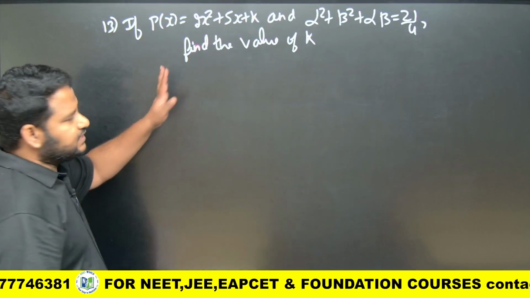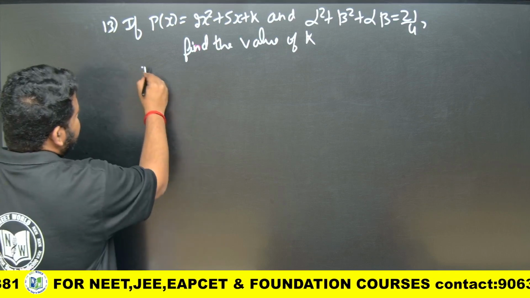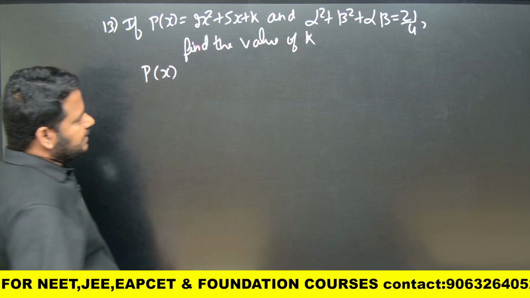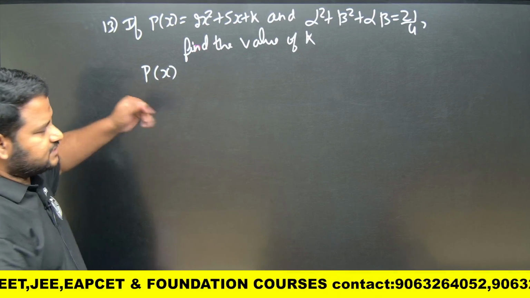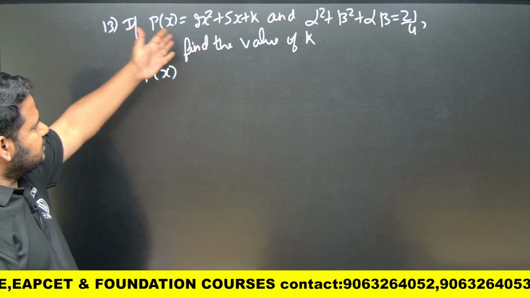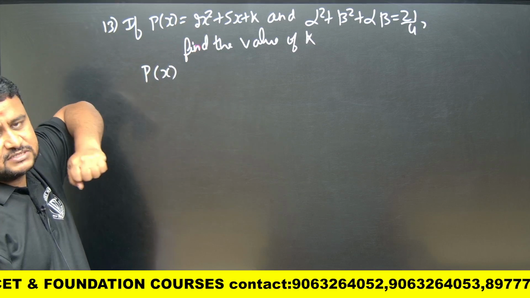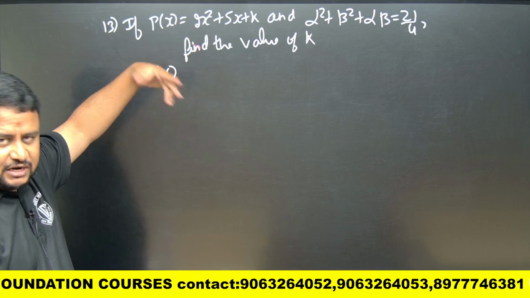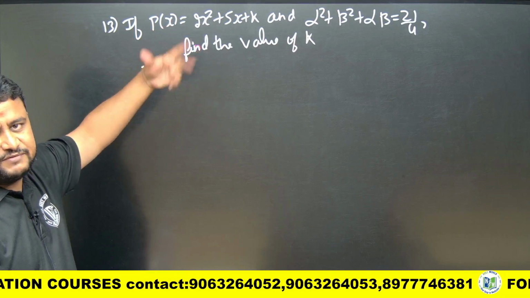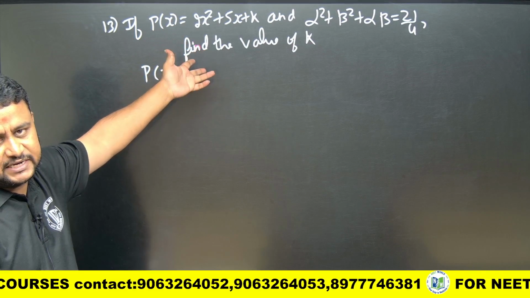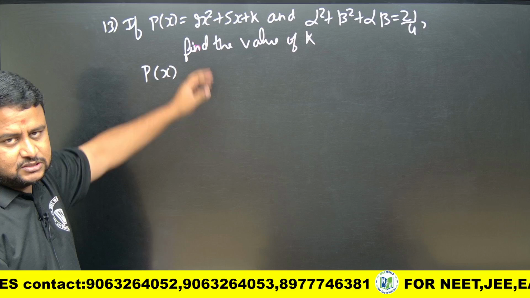Now what is it they have given? They have given p of x, and they have given some relation, and they are asking us to find the value of k. So here the complete equation is not given, because the value of c is not given. The value of c is given in terms of k. Using that we cannot use splitting the middle term and find the quadratic equation, or find the value of x. So what should I do?